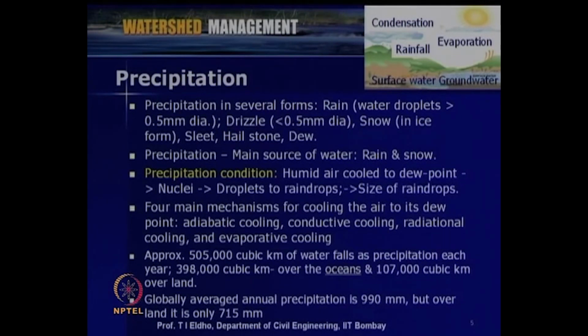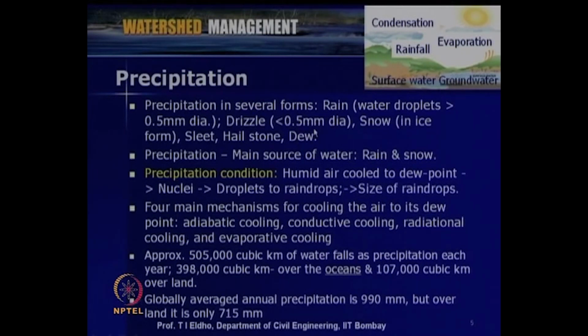So, precipitation. We call it rainfall when the water droplets have a diameter of more than 0.5 mm, and we call it drizzle when it is less than 0.5 mm. It can also be in the form of snow, that means ice form, or sleet, or hailstone, or dew. So, various conditions can be there. Overall, everything including rainfall and snowfall, we together call it precipitation.